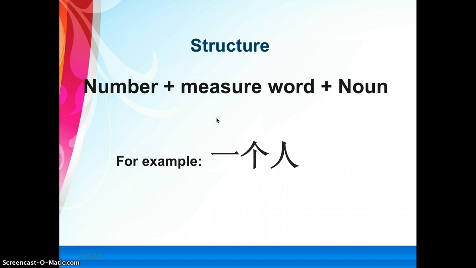Now let's see some examples. First, let's go over the structure: number plus measure word plus noun. Please take notes of this. It's a very important rule. For example, one person or a person will be 一个, and we learned person like 中国人, Chinese person. It is 人, so 一个人. You can follow this format: 一 is the number, 个 is the measure word we just learned in this lesson, and 人 is the noun.